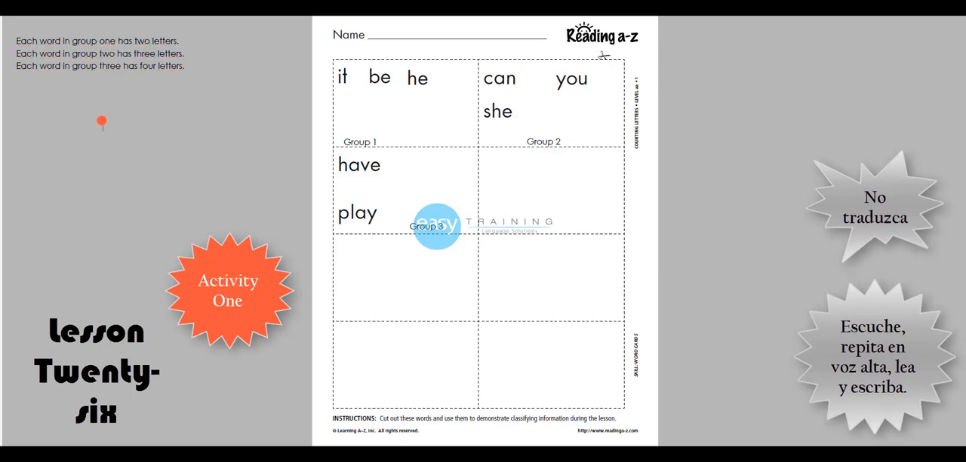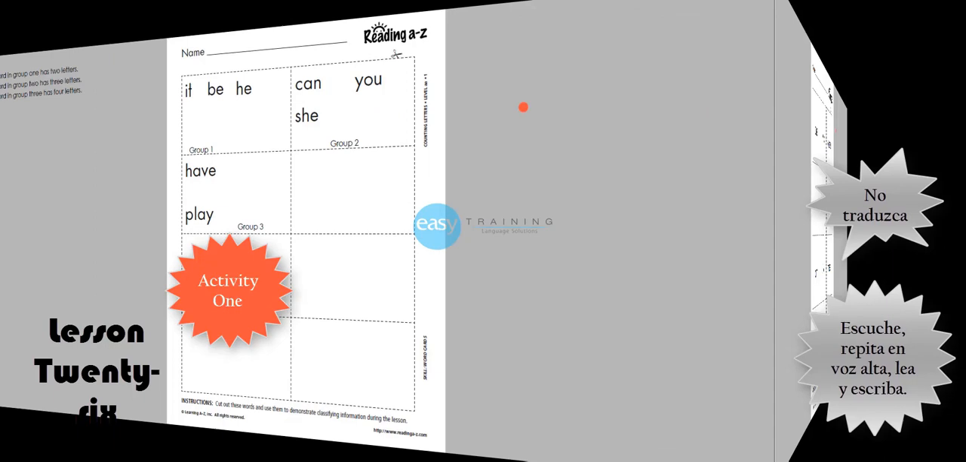That's it. Ahora, usted repítalo. Ya lo he dicho conmigo, pero ahora repítalo. Each word in group 1 has 2 letters. Each word in group 2 has 3 letters. And each word in group 3 has 4 letters. Let's turn to the next activity.